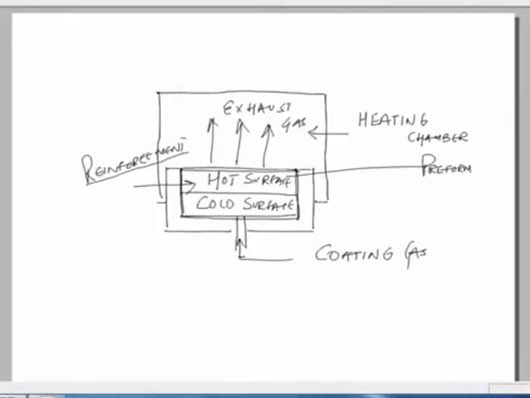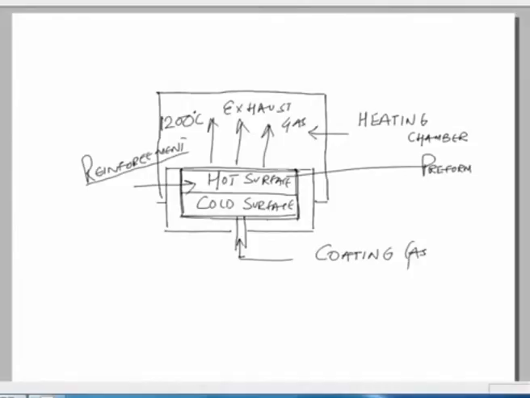So again we see the principle is the same. We have an inlet for the coating gas, and the effluent gases or the exhaust gases are coming out of the preform. We have kept our preform inside a heated chamber and the heat is already there. The heat can be up to the tune of, suppose, 1200 degree centigrade. So on your screen I have written 1200 degree centigrade.